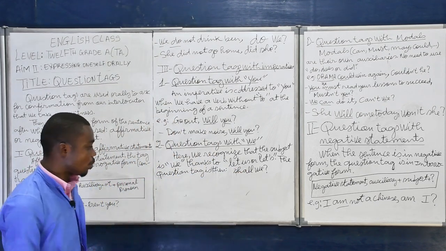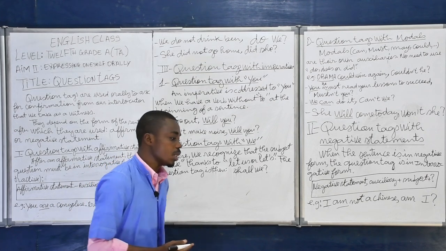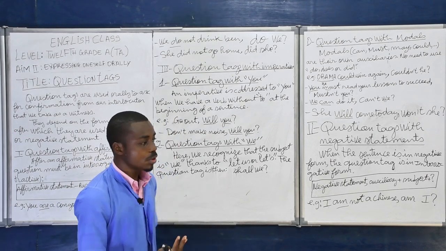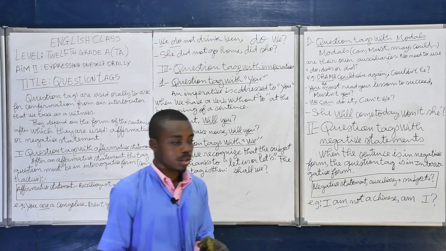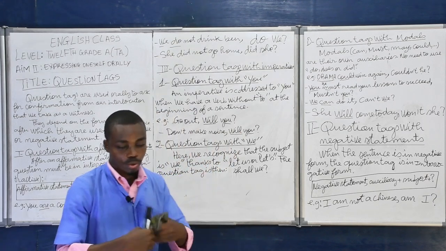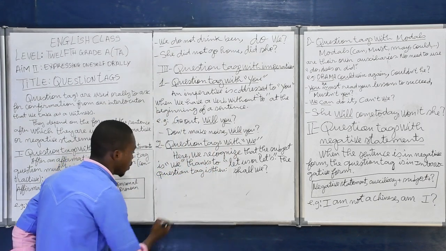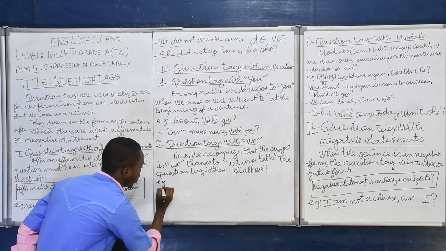Lorsque l'autre s'adresse à nous, la question tag is "shall we". Tu dis par exemple, tu dis aux autres, allons au cinéma ce soir. Comment on dit, vous voulez bien? Ok, d'accord. In English, you have this example.